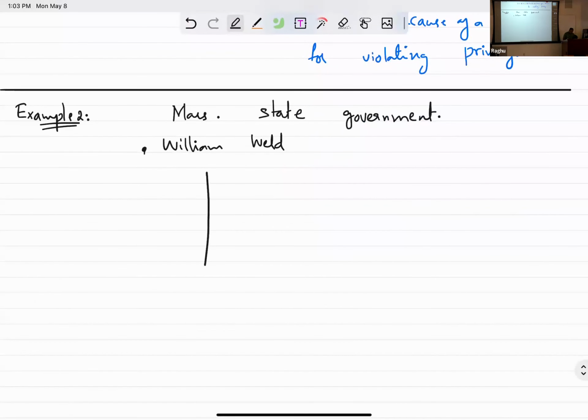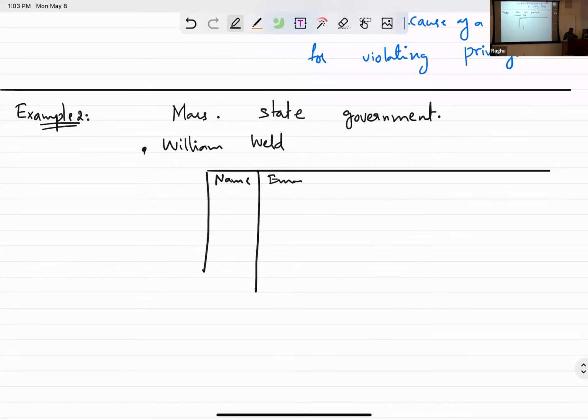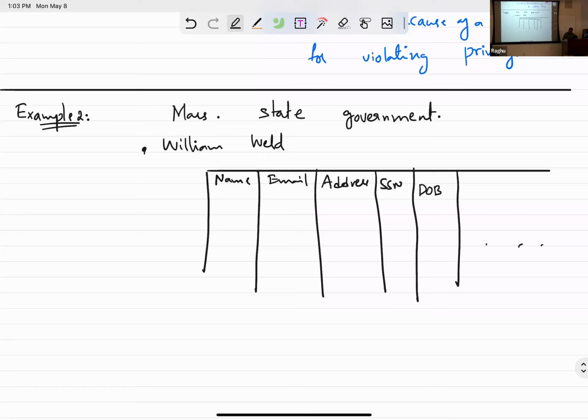Okay, but what's the kind of data sets that these people collect? You have maybe name, email, address, SSN, all kinds of stuff, date of birth, and then many medical details. What's your height, weight, how has it been growing? How is your blood pressure over the few years, maybe some other markers and so on and so forth. Okay.